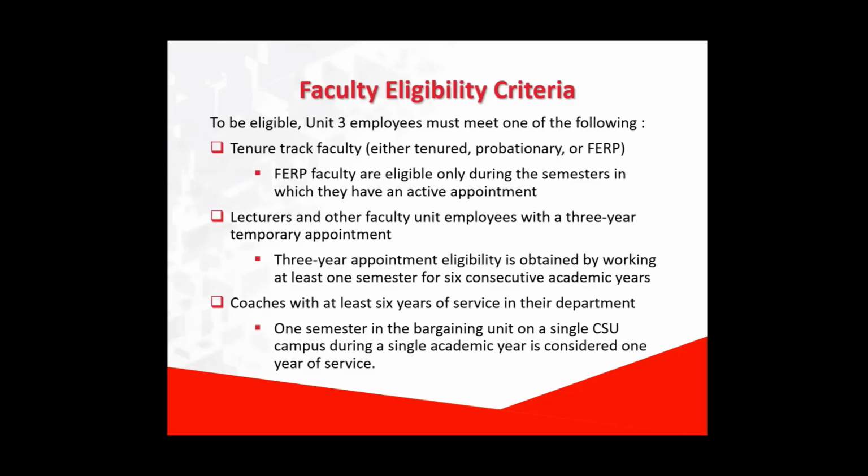3-year appointment eligibility is obtained by working at least 1 semester for 6 consecutive academic years. The third one is coaches with at least 6 years of service in their department. 1 semester in the bargaining unit on a single CSU campus during a single academic year is considered 1 year of service. If you are unsure of your appointment status or your 3-year appointment, you can email feewaiver@csun.edu and I can review that for you.